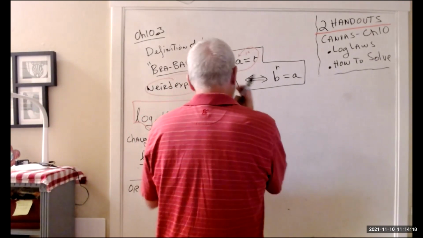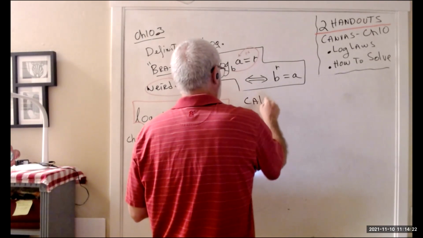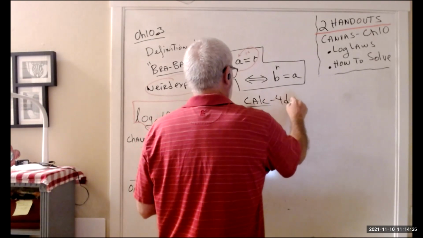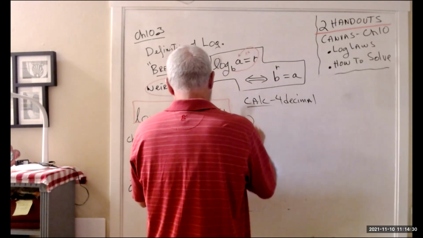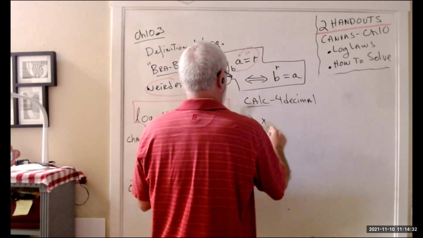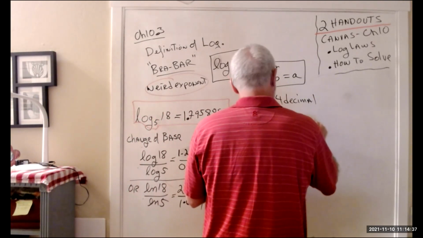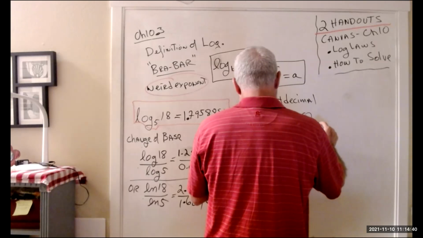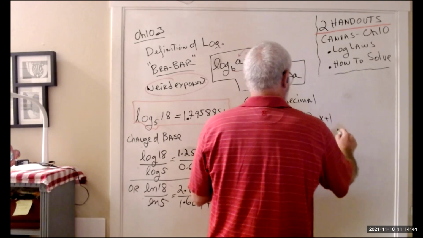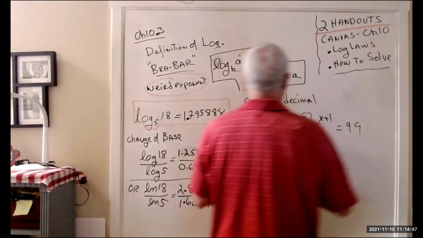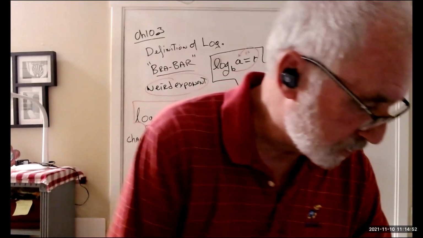Try and solve these. You must use your calculator and round to 4 decimal places. So use your calculator, 4 decimal places. So number 1, 3 to the x equals 15. Number 2, 5 to the x plus 1 equals 99. And we'll do one more, but we'll make sure we have those going first. So work on those.